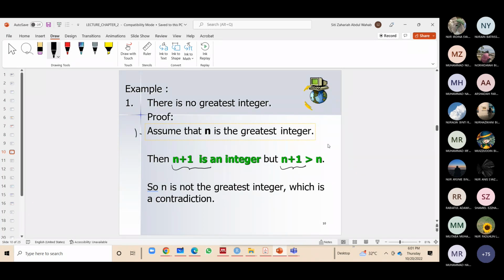So this contradicts the assumption. In our assumption, we say n is the greatest integer. If n is the greatest integer, there should be no numbers after n, right? But here we have n plus 1, which is greater than n. So we have proved that our assumption is false. So the statement is true. Can you understand?